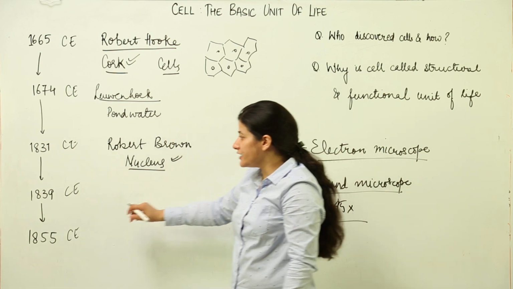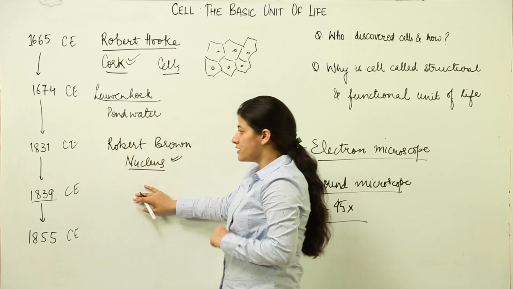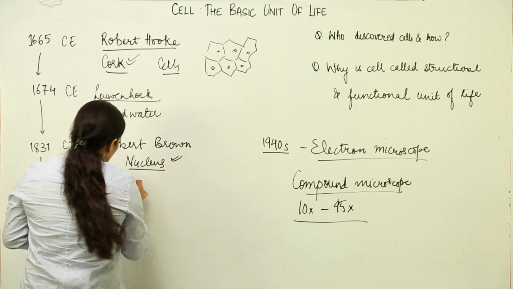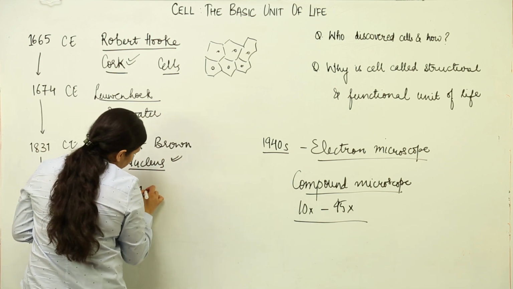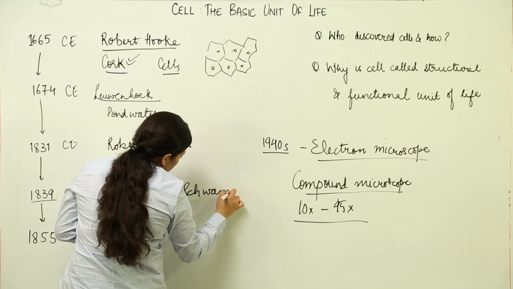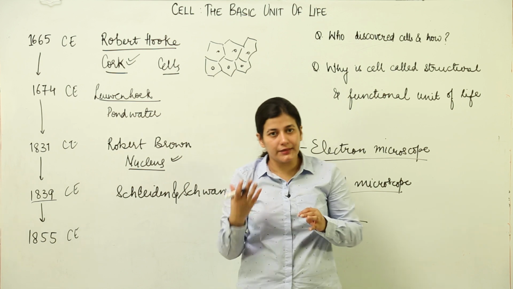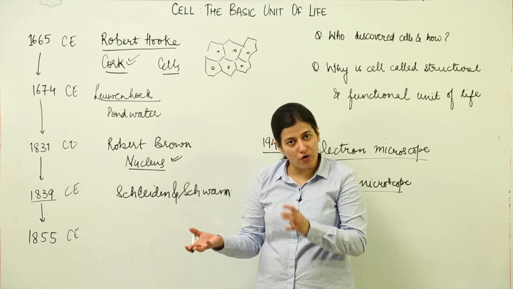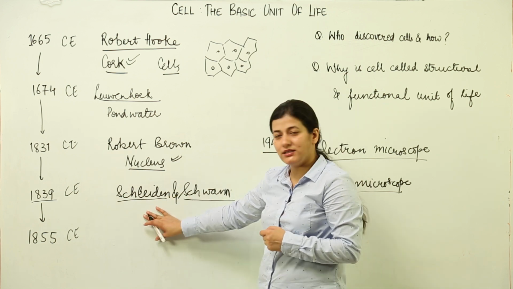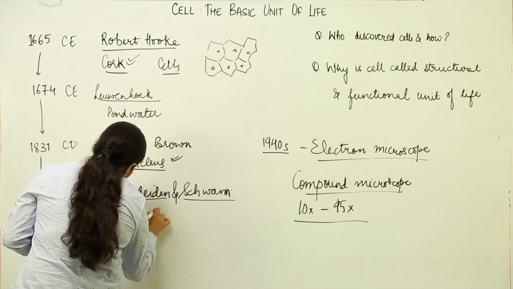Later on, in 1839, when all these discoveries had been made, there came two biologists. What were their names? One was Schleiden and the other was Schwann. One of them was a botanist while the other was a zoologist. One was studying plant cells, the other was studying the cells present inside animals. These two scientists, in 1838 and 1839, gave the cell theory.